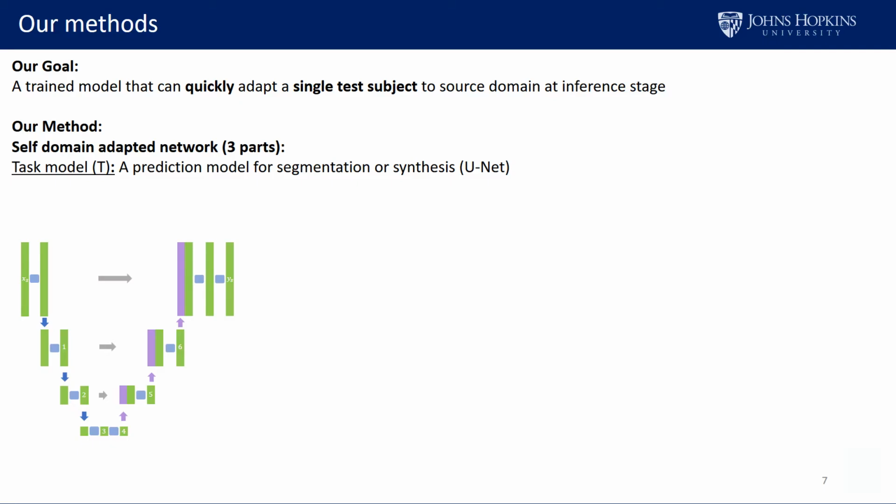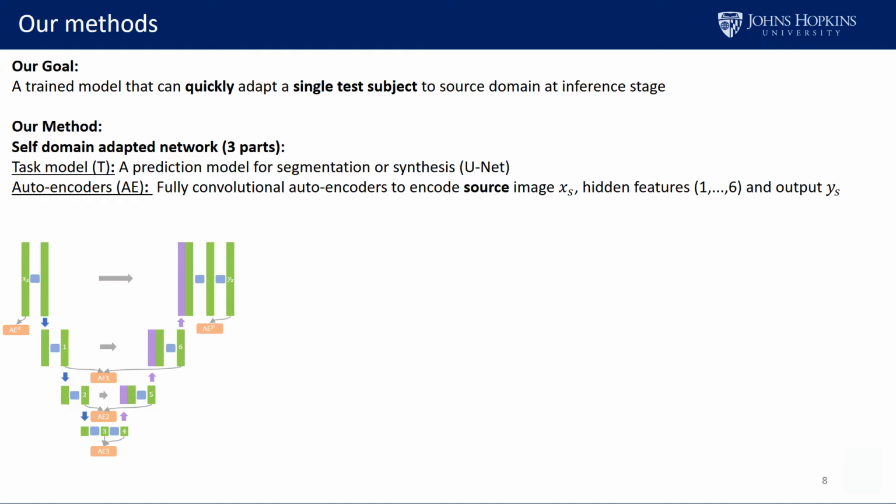Here we propose our method called self-domain adapted network. The network consists of three parts. The first part is the task model. It's a prediction model for segmentation or synthesis, and we use a UNet as our task model. The second part is the autoencoders. We use fully convolutional autoencoders to encode source image XS, hidden features 1 to 6, and output features YS. As shown in the figure, AEX is trained to reconstruct source image XS. Features from the same resolution level are concatenated and reconstructed by feature autoencoders AE1 to AE3.